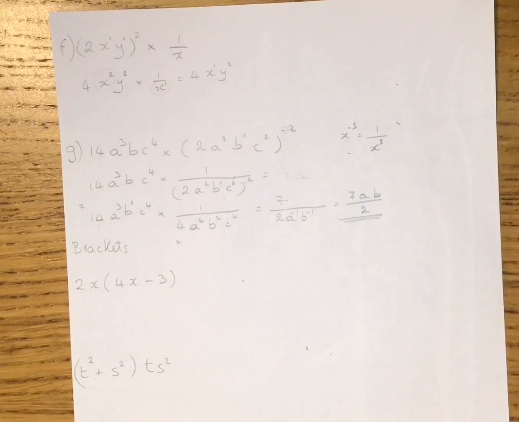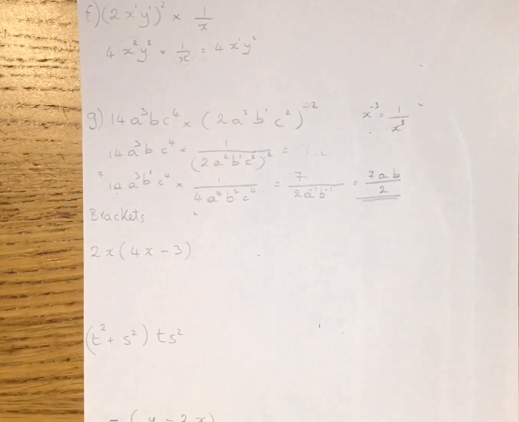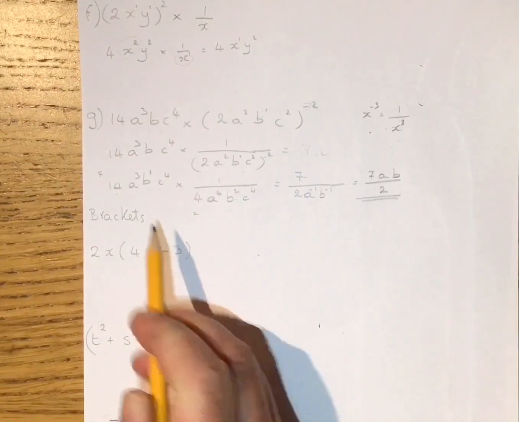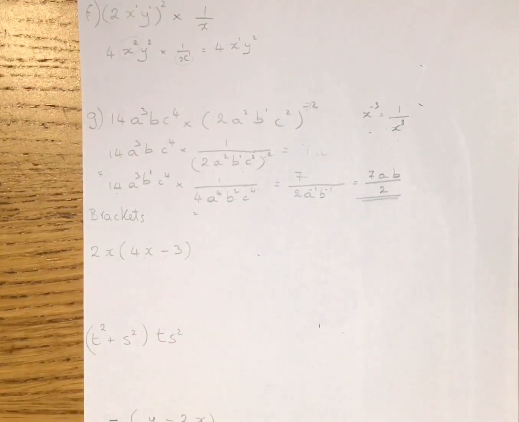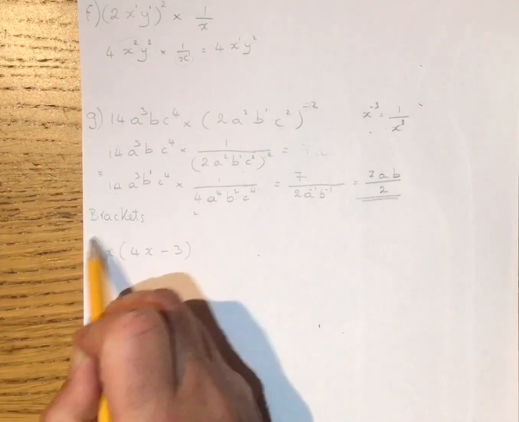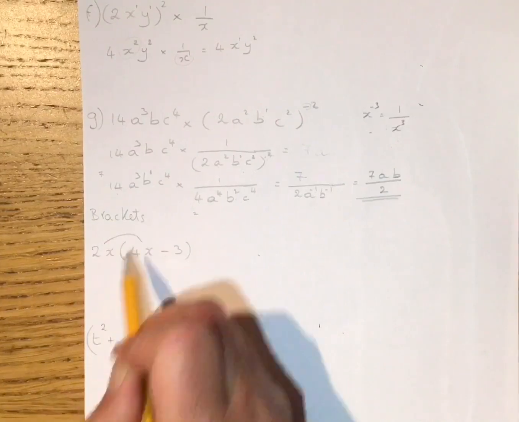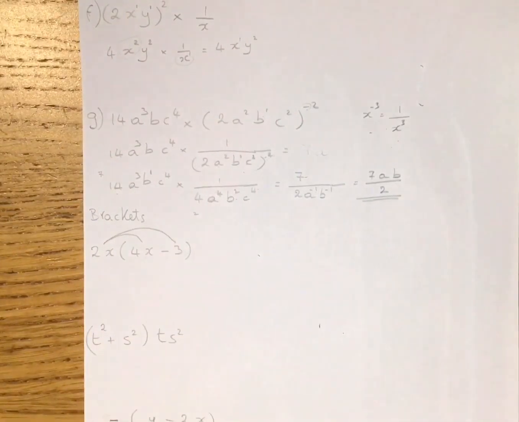Okay, now we're going to finish this video with the last 3 examples on expanding brackets, using what we just learned, what we just saw in our examples on multiplying algebraic expressions. So here we have the first example on brackets as 2x times bracket 4x minus 3. What we're going to do here is times everything outside the bracket by everything inside the bracket. So 2x times 4x and then 2x times minus 3.